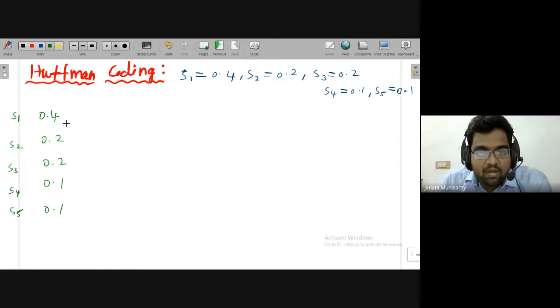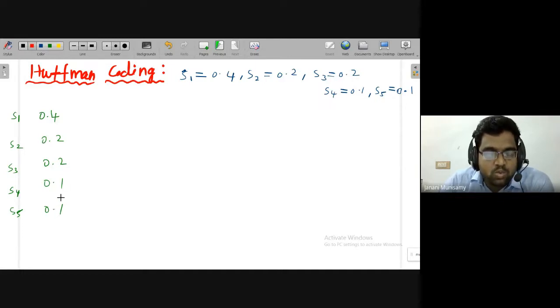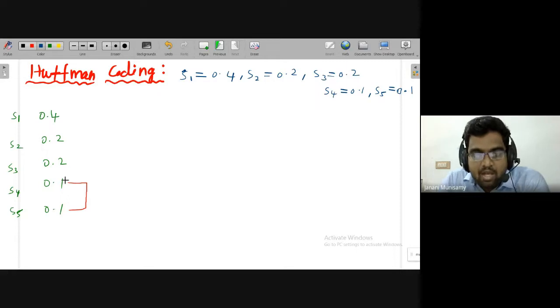So here what we will do, directly we will not find 2 different parts. Directly we will observe the last 2 symbols. We will combine the last 2 symbols. Once you add these 2, you will get 0.2. The moment you get 0.2, already a 0.2 is there. Either you can place this 0.2 here or in the lower part.